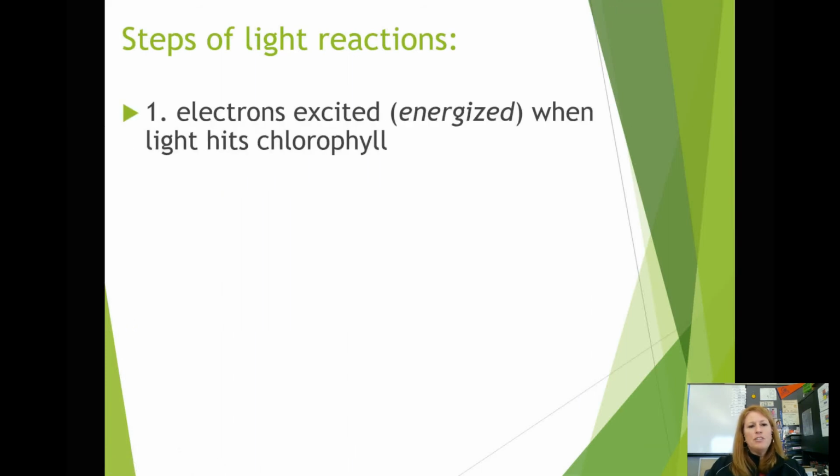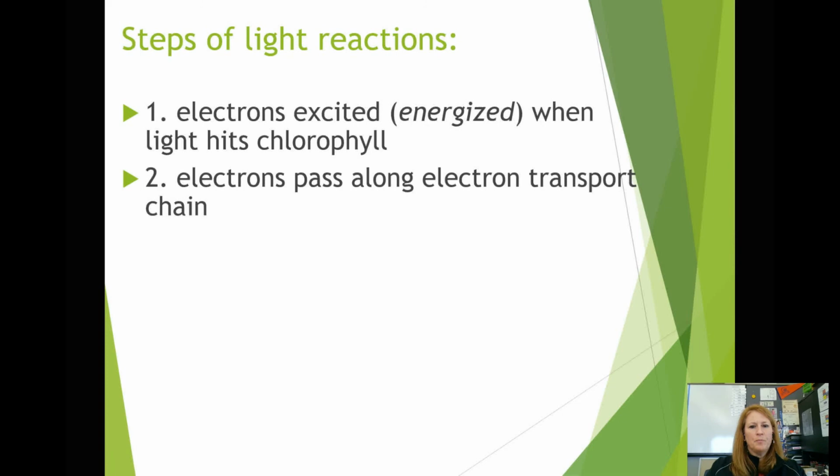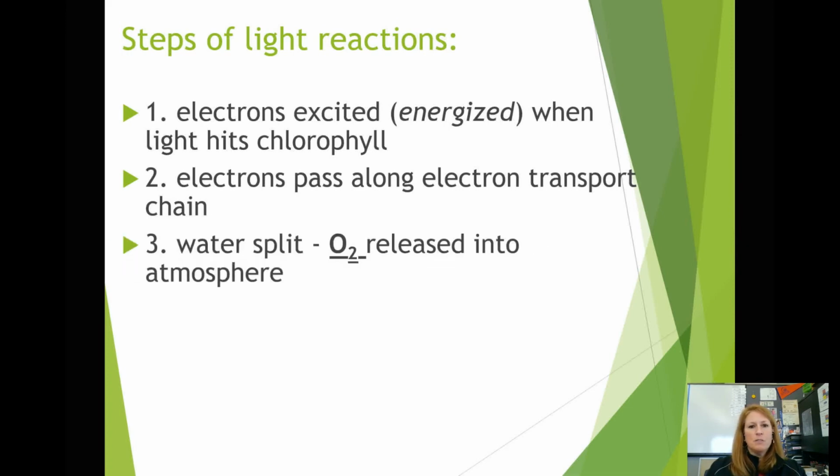So the big things you need to know out of the light reactions: where does it take place? What does it need to operate? And what's going to be made? So I've got electrons. When the light hits the chlorophyll, they're going to get excited, energized. Remember I said you can see them shaking under the microscope when it gets warm. Those electrons are going to be passed along the electron transport chain. That sits in between photosystem 2 and photosystem 1.